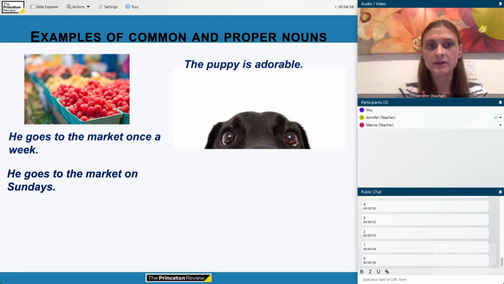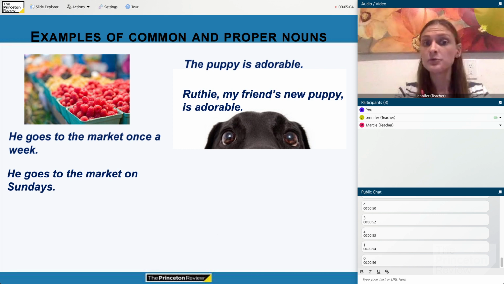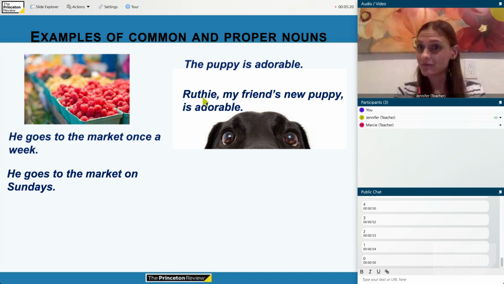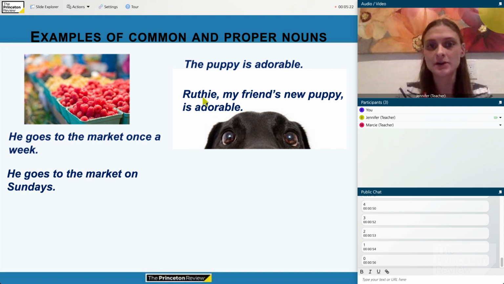Let's look at another example. We can have, the puppy is adorable. And Ruthie, my friend's new puppy, is adorable. You see in the second one, Ruthie is a specific puppy. Ruthie is the name of the puppy, so it gets a capital letter. So if you have the name of a person or an animal, any name of something, that's a proper noun and is going to get that capital letter.